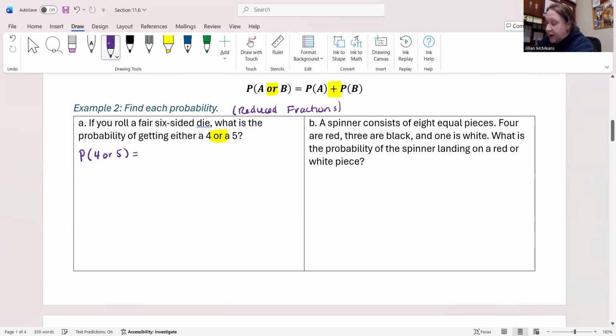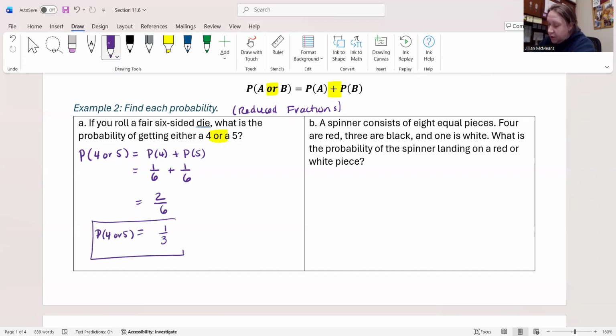So the probability of a 4 or 5 is the probability that you get a 4 plus the probability that you get a 5. With a fair six-sided die, the sample space is 6, and of those 6 possible outcomes, only one of them is a 4. So 1/6. And only one of those sides is a 5. So we get 1/6 plus 1/6, which is 2/6, or this would reduce to 1/3. So the probability of a 4 or a 5 is 1/3.